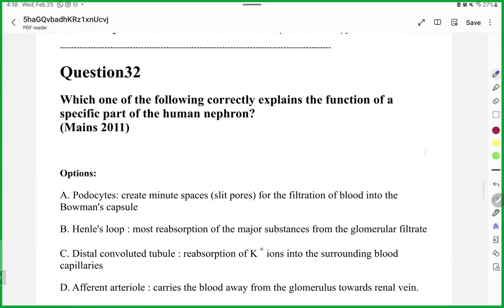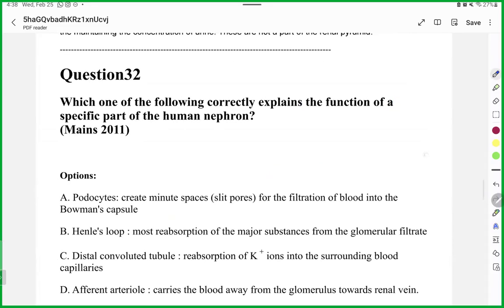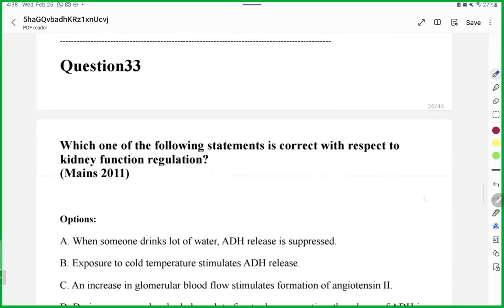Tanvi. One second, sir. So A is correct. B, no, sir. C, no, sodium. Yes, sir. D, false, sir. Two-word glomerulus. Yes, sir.